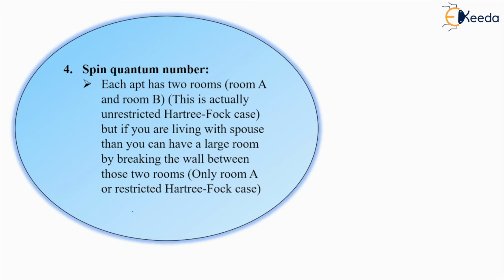At the end, we have the spin quantum number. Each apartment has 2 rooms. It can be room A and room B. So over here, why do we have the spin quantum number? We have done the spin quantum number in the previous video as well. Every electron has an equal and opposite spin. It can be a positive spin which is paired with a negative spin. So over here positive and this will be negative. So this is actually the unrestricted Hartree-Fock case. But if you're living with a spouse, then you can live in a large room. So this can also be in one orbital.